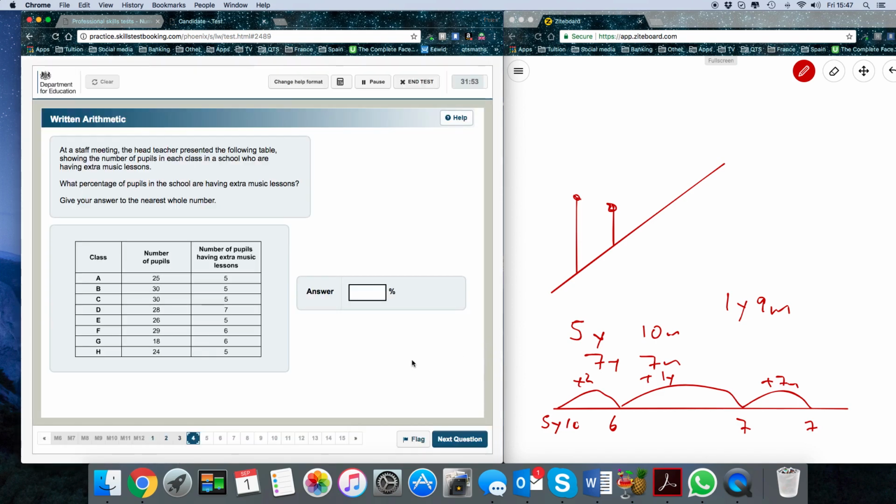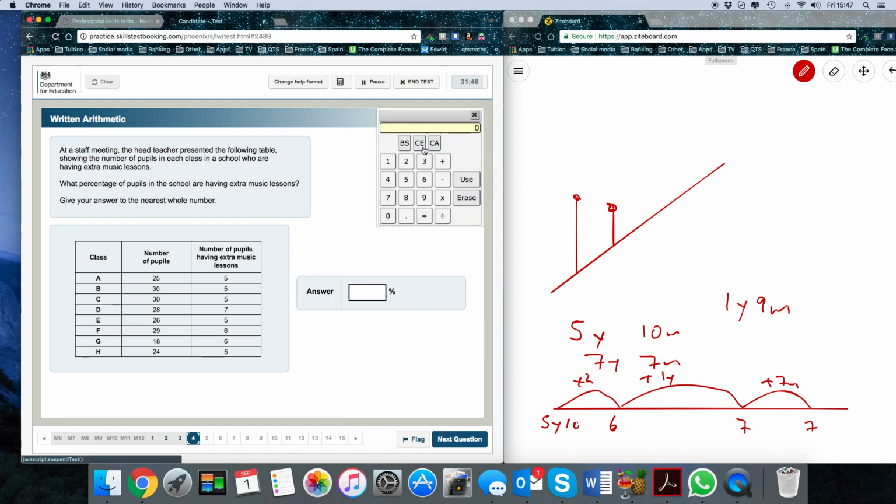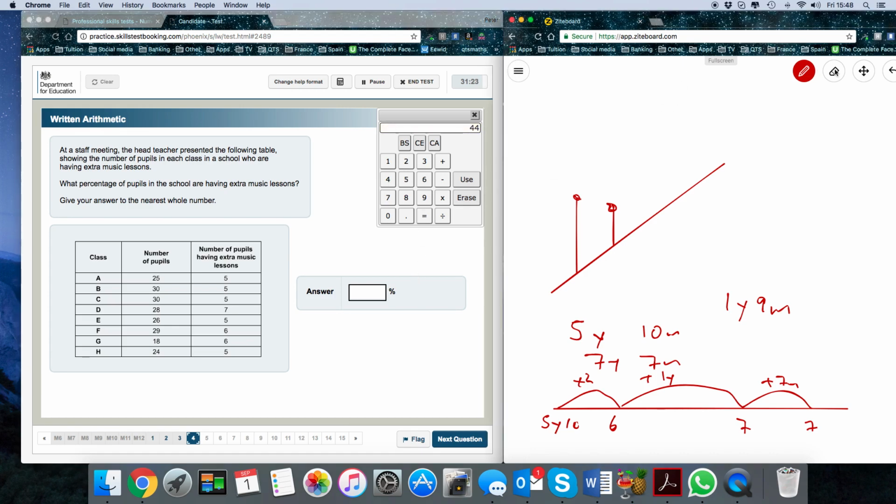Okay, these are fairly common questions. These are pretty basic, to be honest. We add up the number of people that are having extra music lessons first. Well, we don't have to do it first, it doesn't matter. We've got to add both columns up. So I'm going to do the number of people having extra music lessons: 5 plus 5 plus 5 plus 7 plus 5 plus 6 plus 6 plus 5. Very easy to make a mistake with that. I'm going to jot that number down on my whiteboard before I forget it.